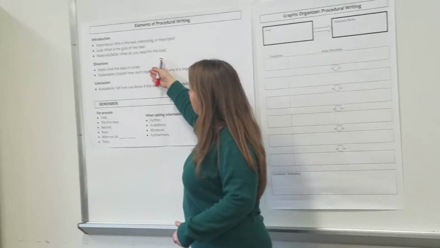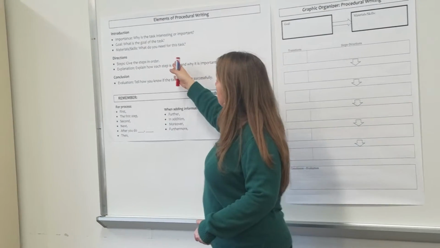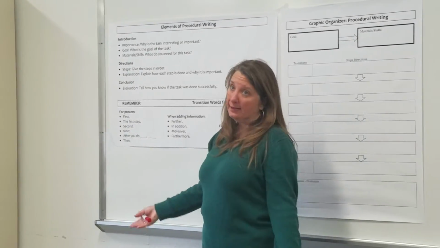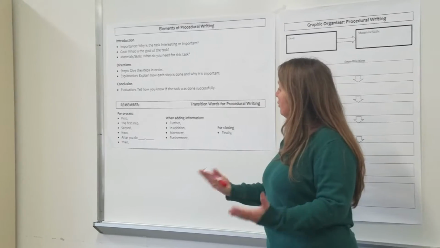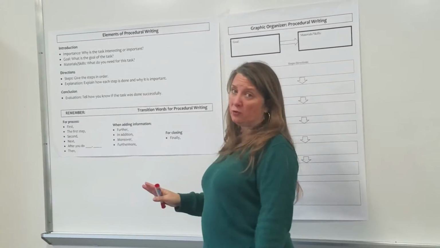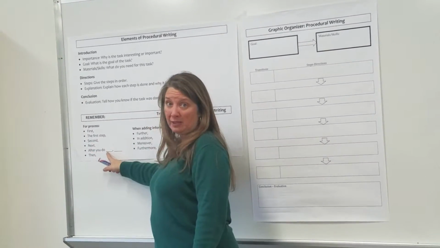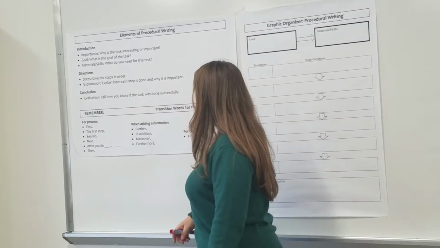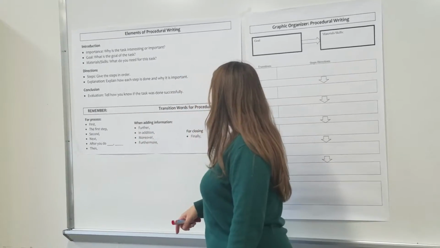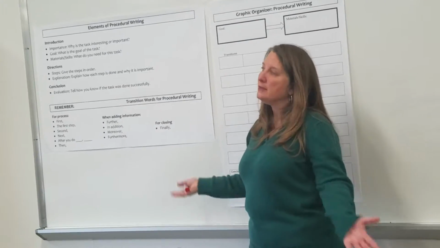Then your next part of your essay is going to be the directions in order to put them in steps and give them an order, and then explain how each step is done, why it's important. And then finally, your conclusion. Tell us how you will know if your task is completed successfully. There's some important words to use when you're doing procedural writing. For the whole process, you're going to use things like first, the first step is, the second, next, and after you do this, then that, then we're going to do this, and then when adding other information like further, in addition, moreover, and furthermore. Now, when we are concluding our essay, we will use the word finally to let people know this is the end of our procedure.